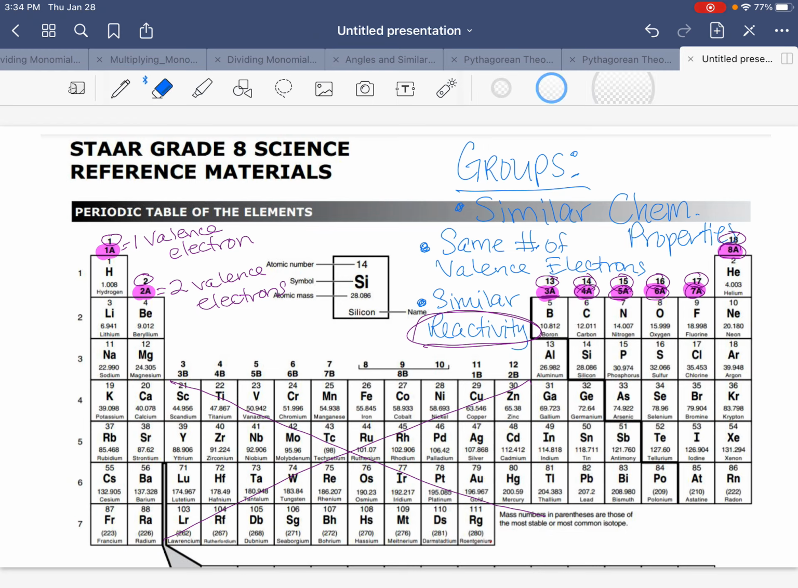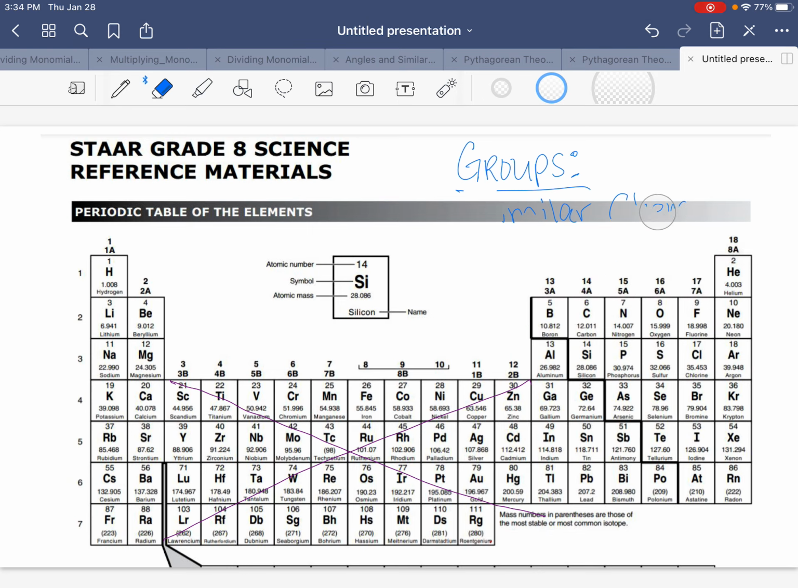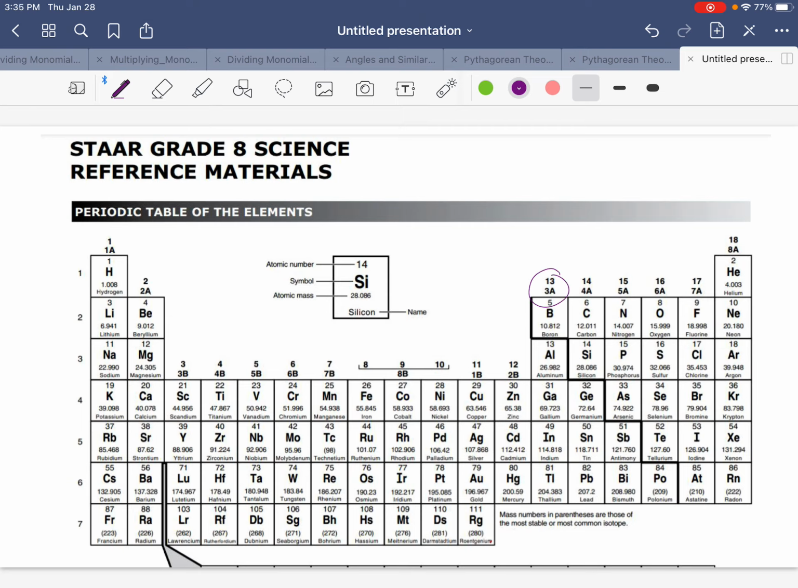So let me clear some of this out and make some space. I'm going to erase here. So we're talking about reactivity and groups, and it's extremely important to understand how we find our reactivity. So not only are they numbered, right? Group 1 has 1A, group 2, 2 valence electrons, group 13, 3 valence electrons.